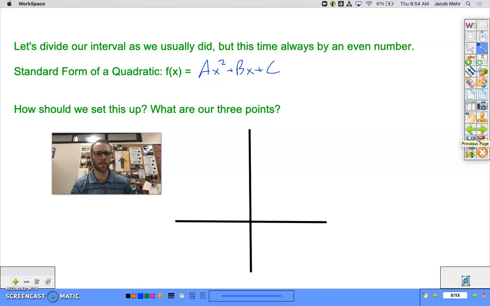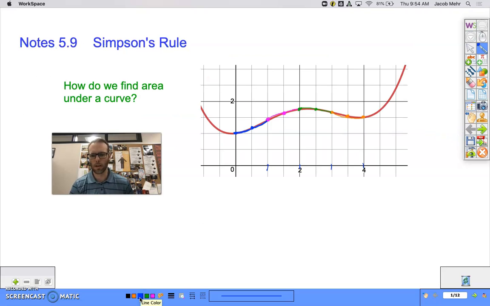And why is that? Sometimes students get thrown off on this because we see 3 points, so why does it have to be divisible by 2? Well, notice that this point right here is in both the parabola to the left and the parabola to the right. Same with this one, same with this one. That would be the case if we kept going to the left as well. And we can see that we actually have to be divisible by 2 with our interval.